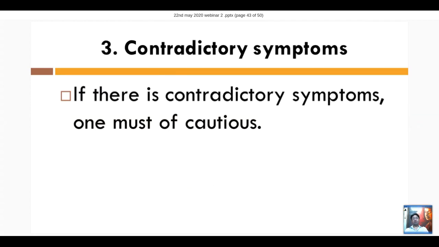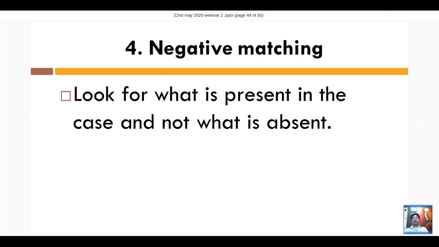contradictory symptoms. It means you are going to give Pulsatilla and the patient is having unquenchable thirst, then you have to think twice, because now you have totally contradictory symptoms in that patient. But if the patient is having normal thirst or slightly thirsty, you can go for Pulsatilla, right? So this is very important, that there should not be any contradictory symptom.